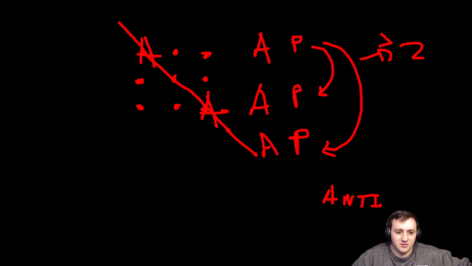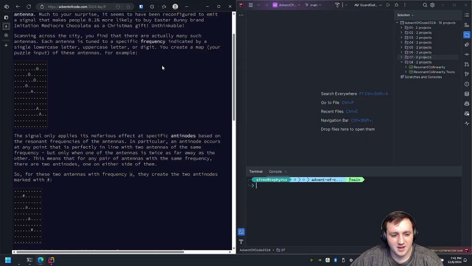Then you just need to calculate the antinodes by basically adding a slope of 2 and finding the next point out here, which would be your antinode, and then an antinode out here. And then you want to keep track of those spots because you only want unique spots. So we'll probably just add these to a hash set. But only when one of the antennas is twice as far away as the other. So maybe it is just twice. It's not, even if it's a slope of 3, then we don't consider it.